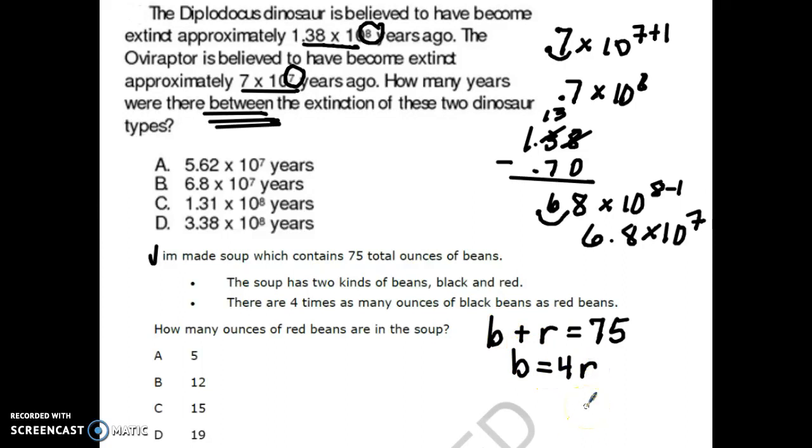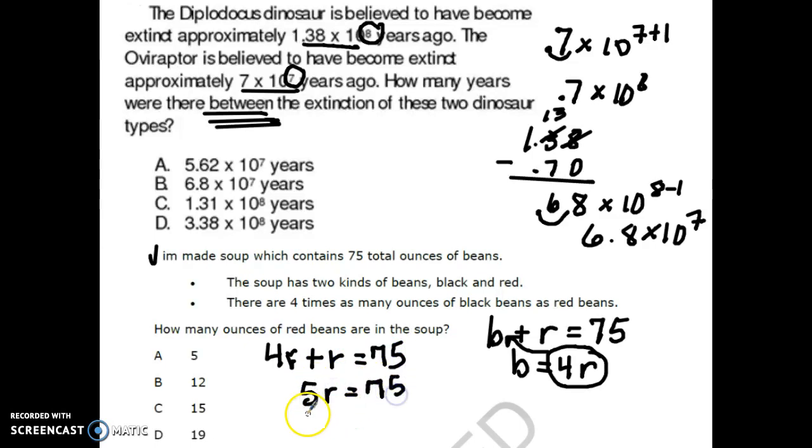This is a system where we use substitution. So that goes there, and I end up having 4R plus R is equal to 75. And I get 5R is equal to 75. And I divide by 5. And I end up getting R is equal to 15.